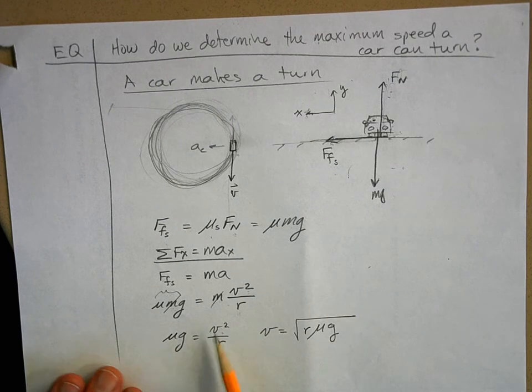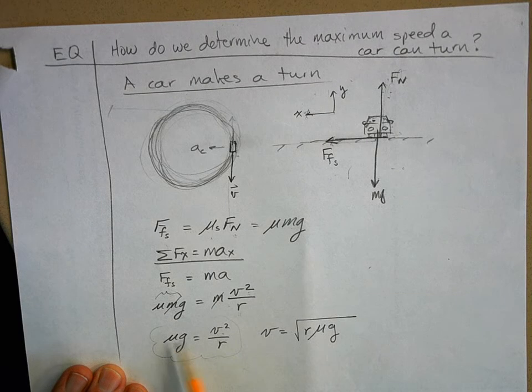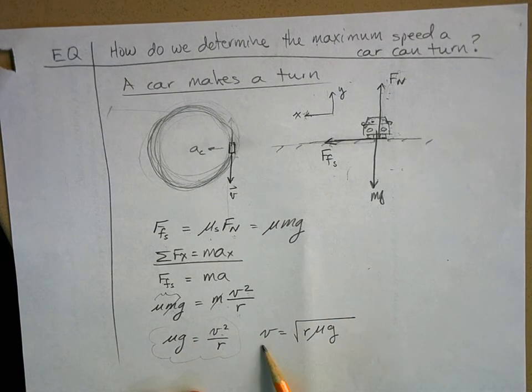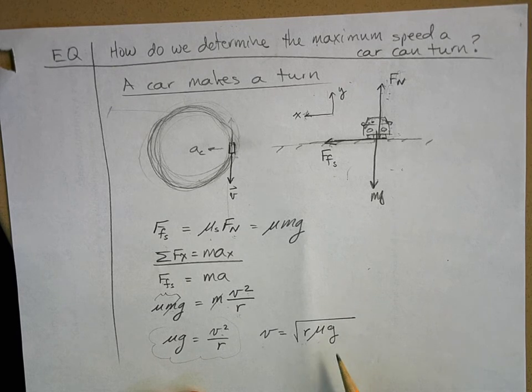And notice this, you get this little equation right here. Mu g equals v squared over r. And I can solve this equation for v. And it looks like it spells rug, doesn't it? V equals the square root of rug. R is the radius, mu is the coefficient of static friction, and g, well, we're on Earth, so g is 9.8 newtons per kilogram, or meters per second squared.